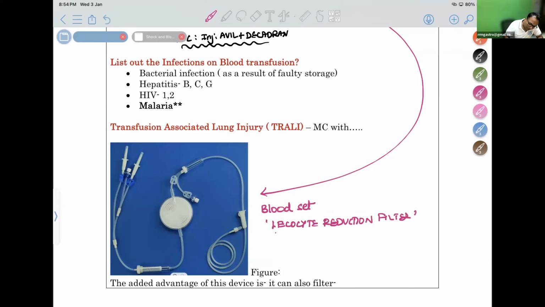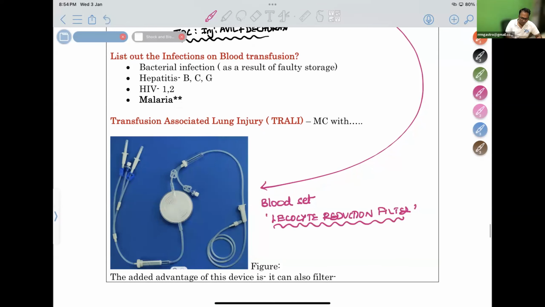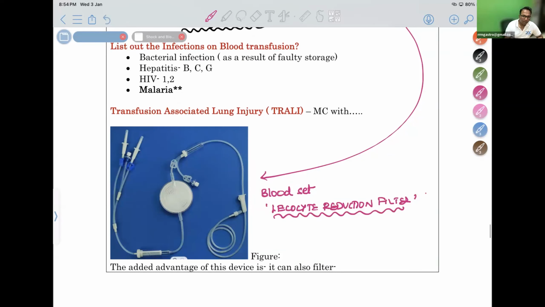This is an image-based question asked in AIIMS. The leukocyte reduction filter is shown here. As you are transfusing blood, the WBC will be filtered in this device, and that is very important. So please don't forget the leukocyte reduction filter. The added advantage of this filter is that it can also filter Creutzfeldt-Jakob disease. Please don't forget this. So it can filter WBC and Creutzfeldt-Jakob disease.